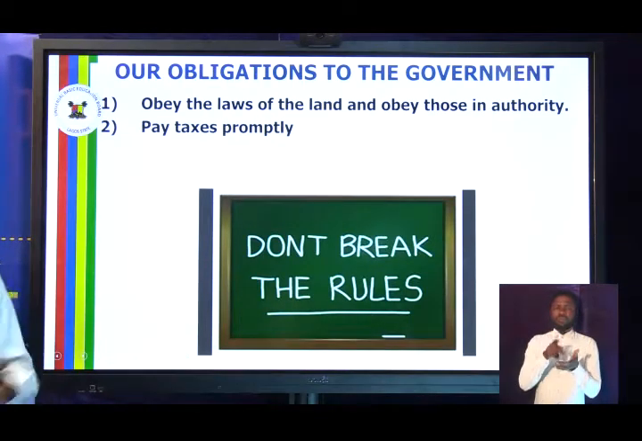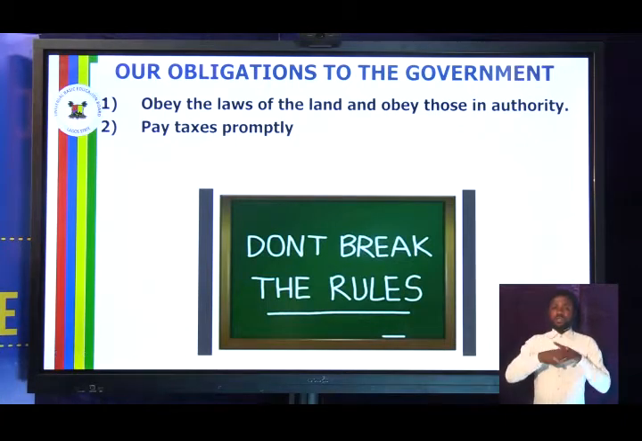The second one is to pay taxes promptly. When you are up to the age to start paying taxes, that is when you start working.